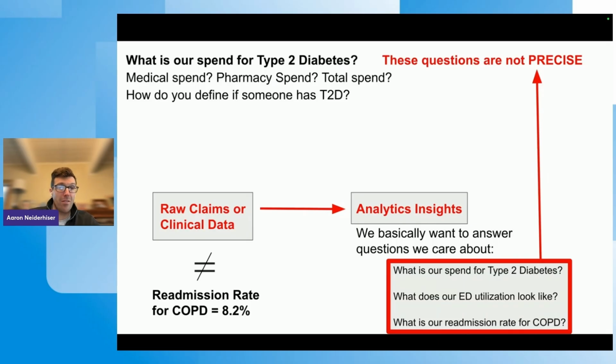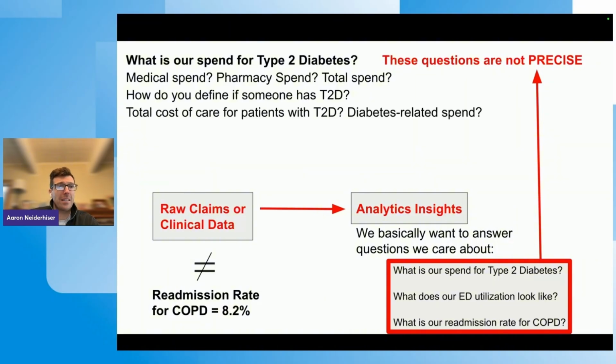There's multiple ways to define almost any concept. How do you define if someone has type 2 diabetes? And then back to the spend, is it all spend for patients with type 2 diabetes, or do we only care about the diabetes related spend?